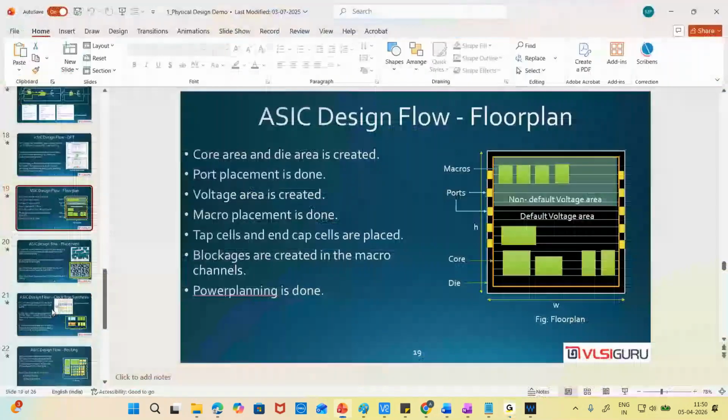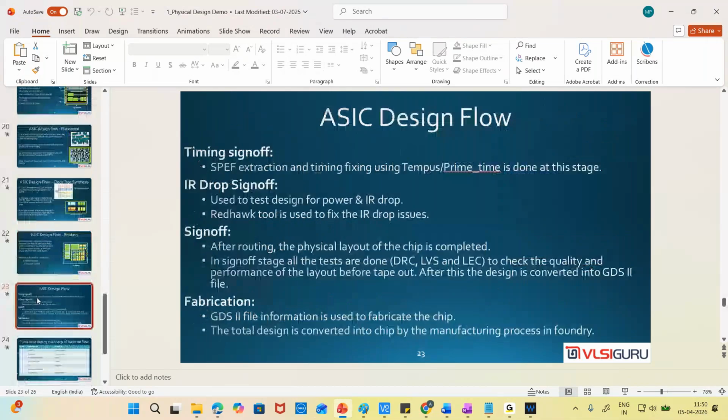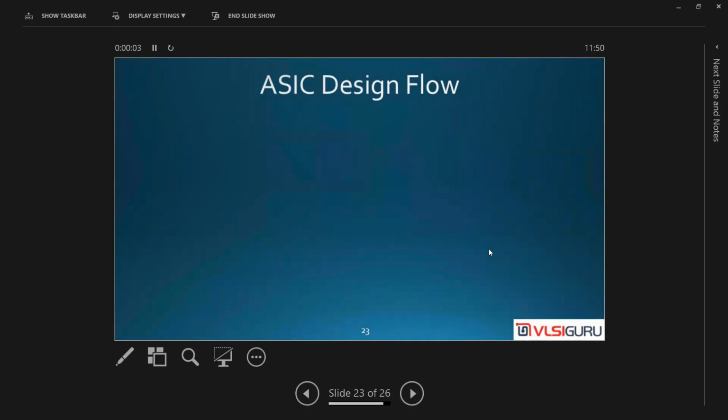So I've explained everything like this, right? Routing is done. After that comes the sign off. As I told you, sign off means PPA. I've told you one concept called PPA, power, performance, and area. Area should be less. Performance means the chip should be faster or should work in a specified frequency, and power should be less.